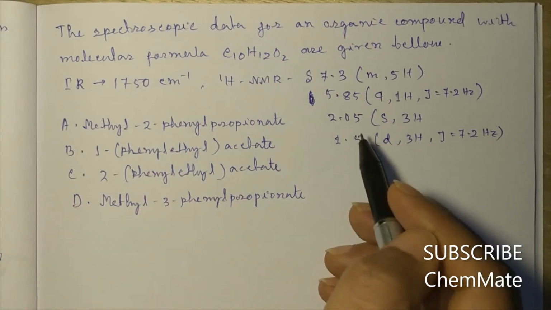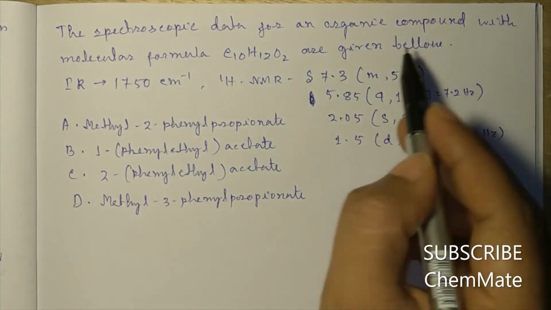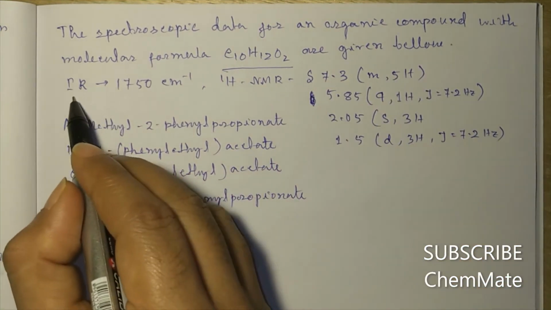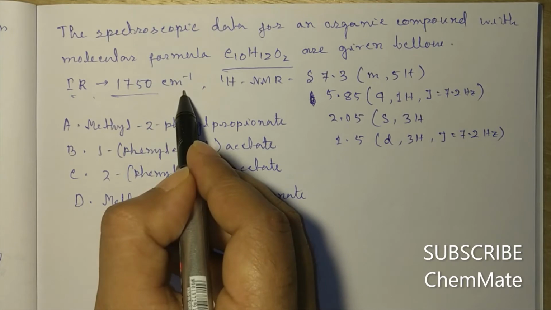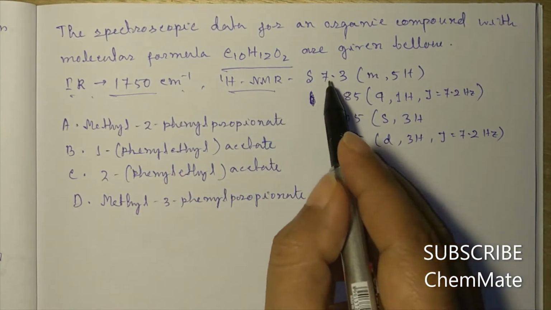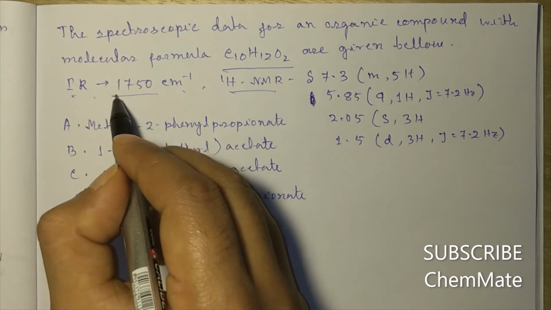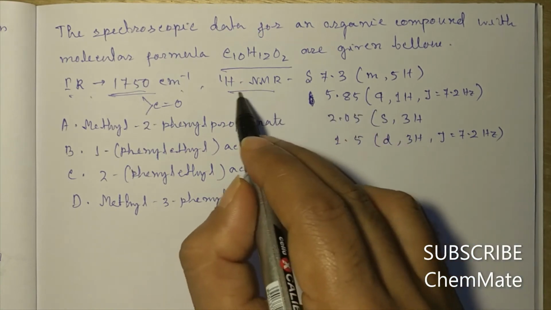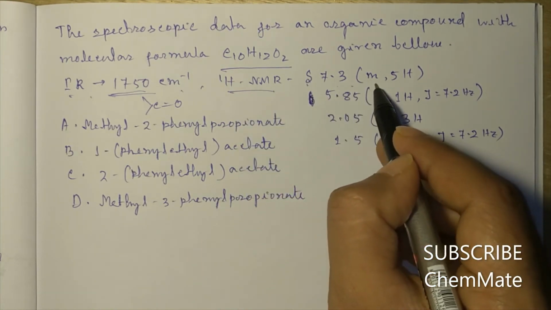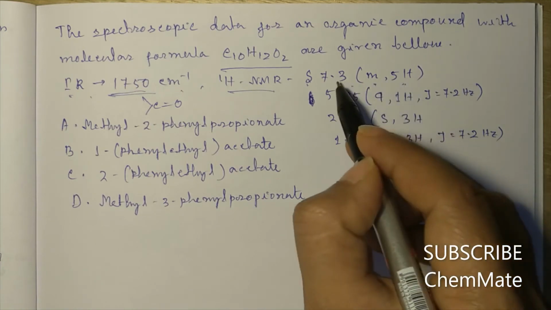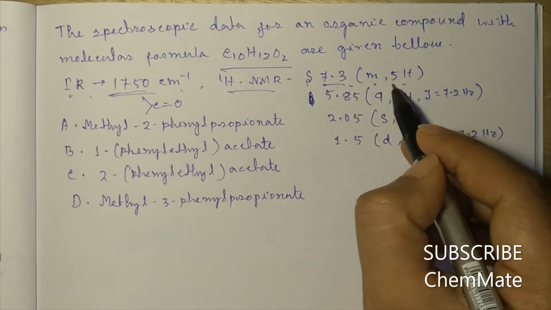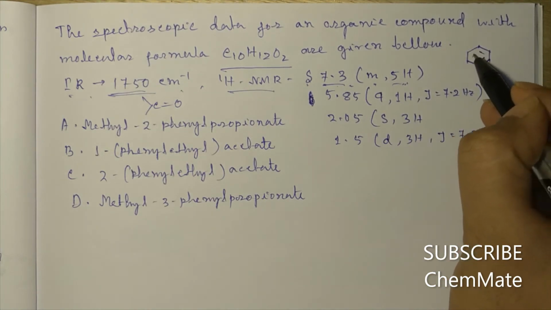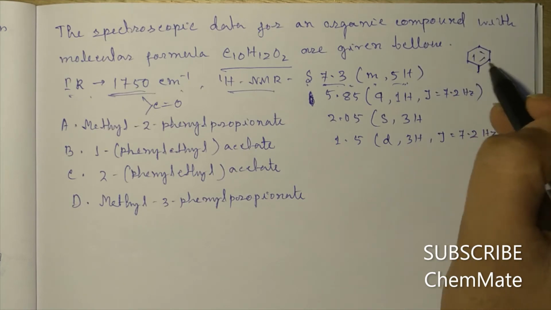Next question is from NMR. The spectroscopic data for an organic compound with molecular formula C10H12O2 are given below. That is the IR spectra 1750 cm inverse, and the 1H NMR spectral data are given. As we see here, 1750 means a carbonyl group is there, and secondly 1H NMR data is delta equal to 7.3, 5H. These are aromatic protons. So 5H means there will be a phenyl group with mono substitution.